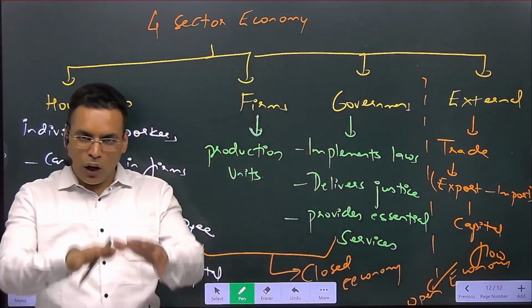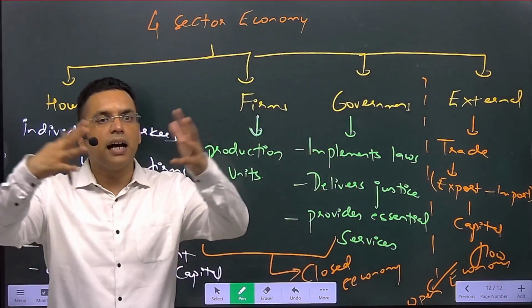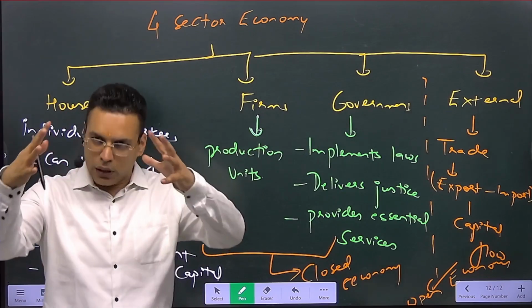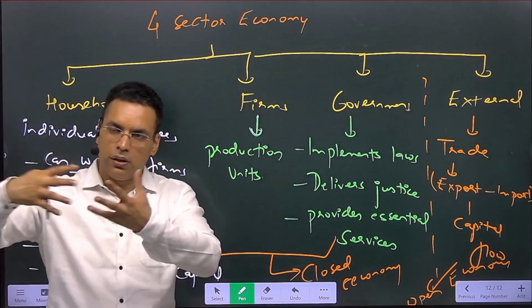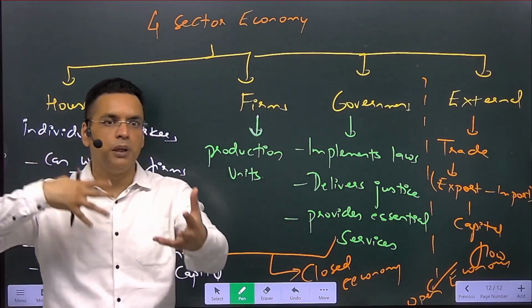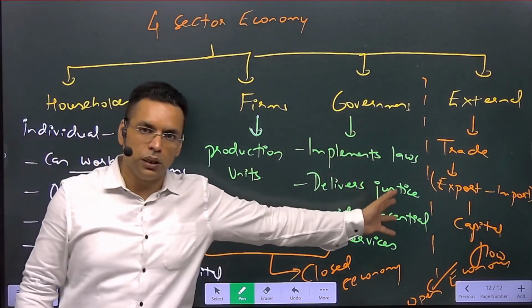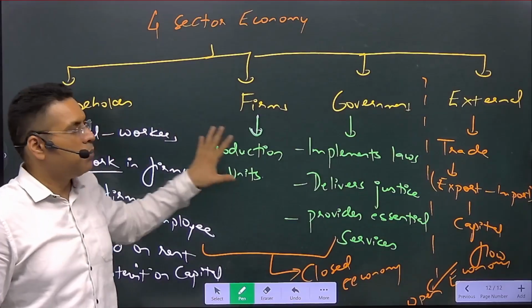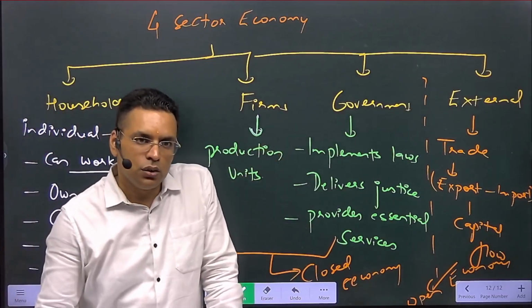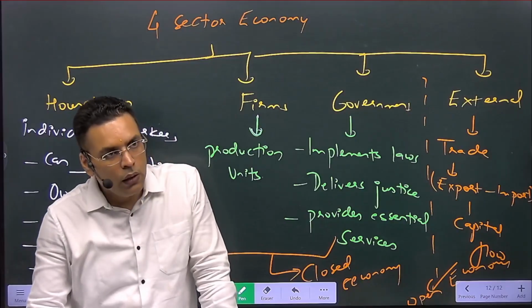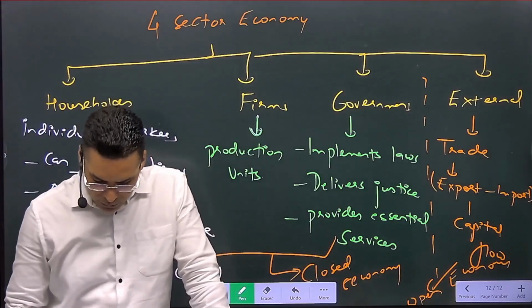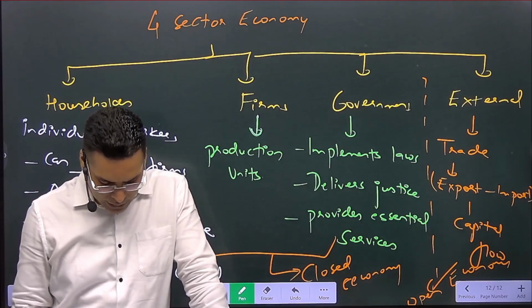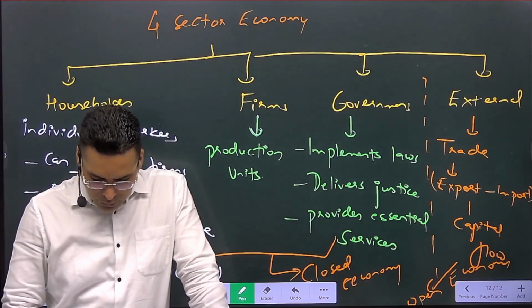So open economy means there is an interaction of the country with outside nations. Trade, business, capital flow, movement of people, technology, that is open economy. Closed economy consists of firms, household and government. So the moment you add the external sector, it is part of the open economy. Is that clear? Okay?